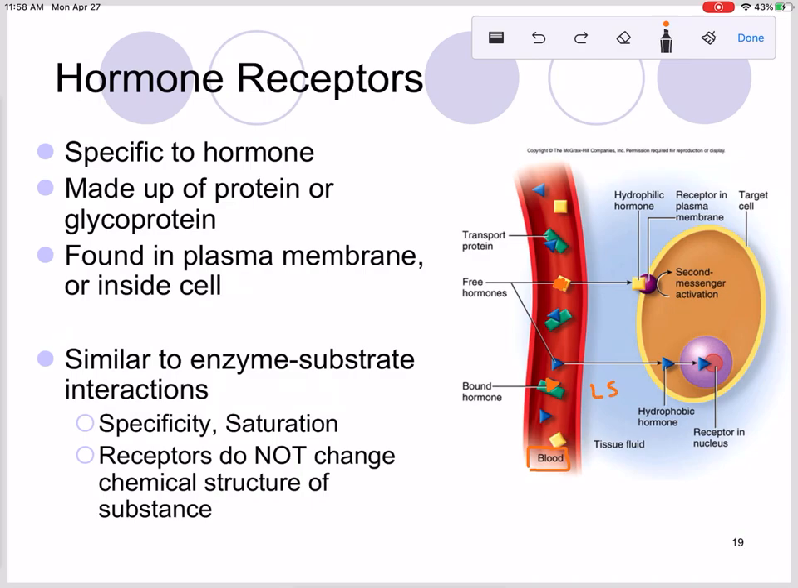At the target cell, the lipid-soluble hormone is able to be released from its transporter protein and just move right into the cell. It's one step, easy. But the water-soluble hormone will leave the bloodstream, but it has to first interact with a receptor on the outside of the cell membrane. Because it's water soluble, it cannot simply dissolve through the cell membrane that is made up of lipids. And then it will initiate a series of chemical reactions on the inside of the cell called a chemical messenger.